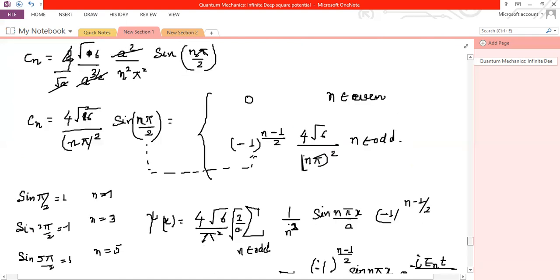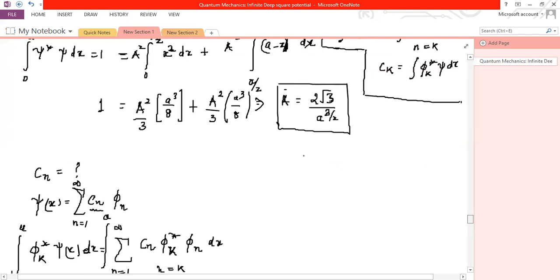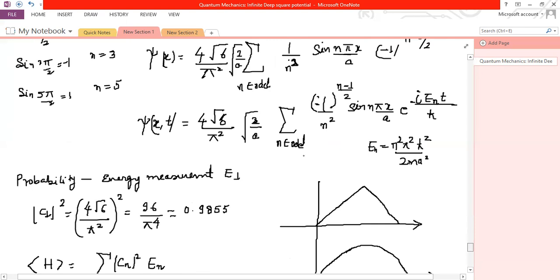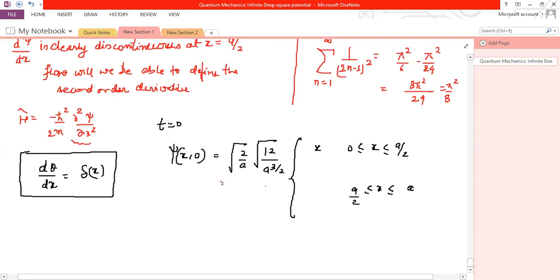So ψ(x) at t equal to 0, I will have to go back again. This is 2 root 3 upon a raised to the power 3 by 2, times x, if x lies between 0 and a by 2, and if x lies between a by 2 and a, it was equal to a minus x, right?